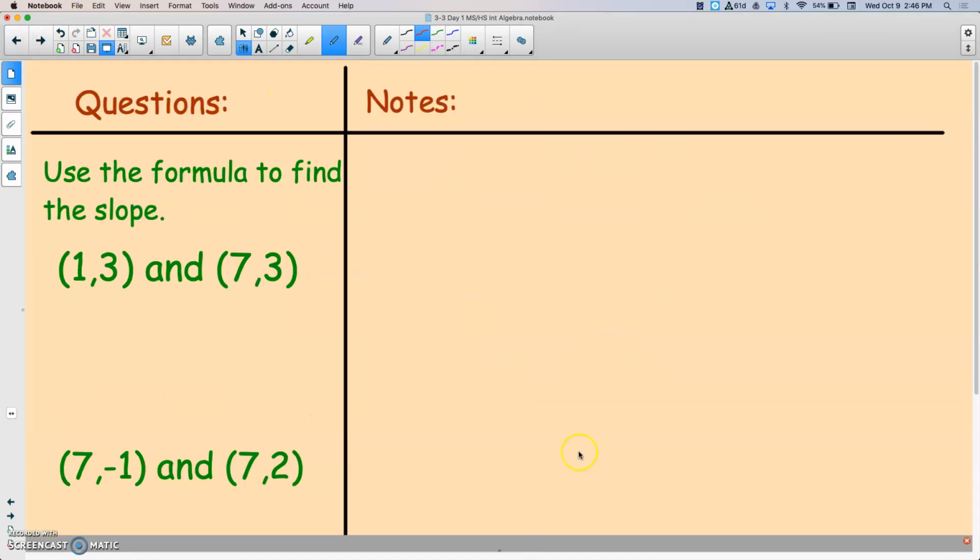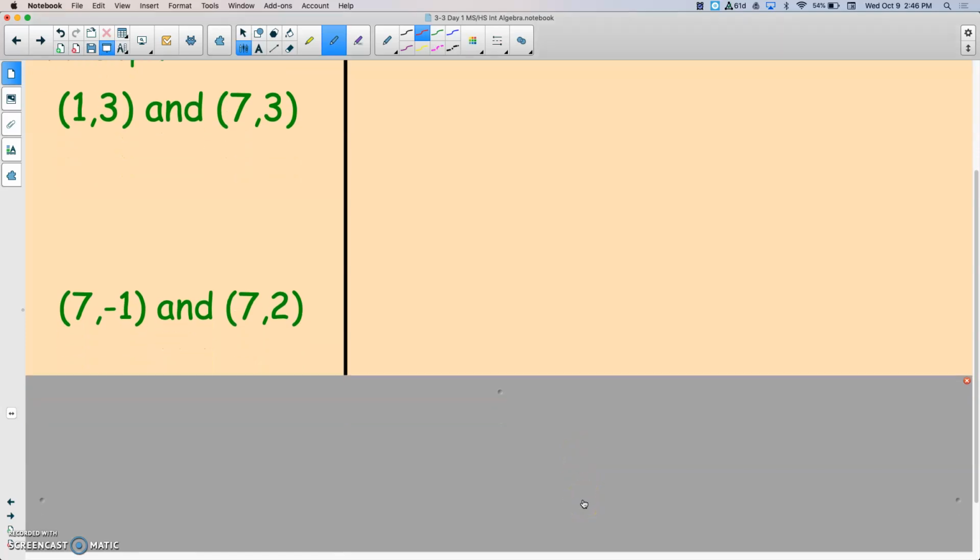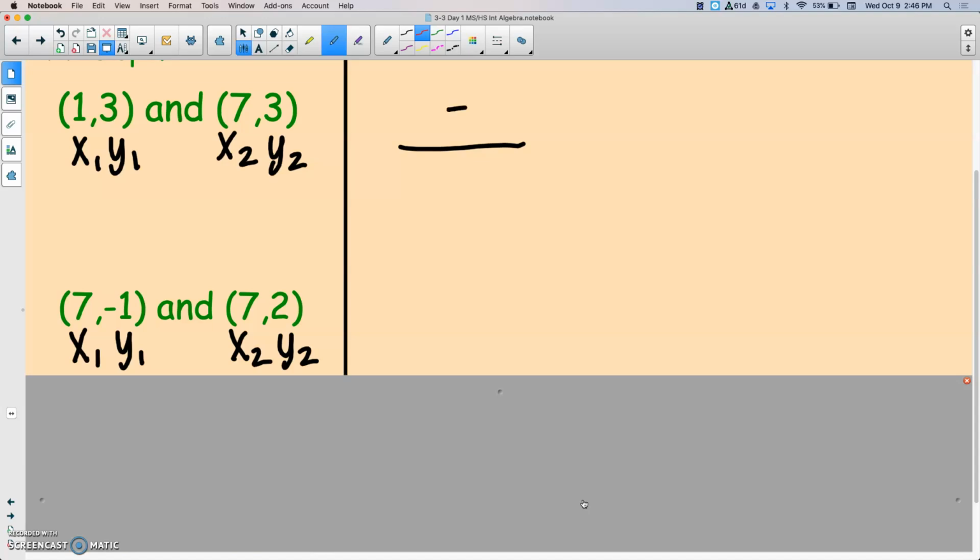Last but not least, these last two, what you're going to see is something a little bit different happens because one of them is going to be horizontal and one of them is going to be vertical. So y2 minus y1, 3 minus 3, x2 minus x1, 7 minus 1. So 3 minus 3 is 0. 7 minus 1 is 6. 0 divided by 6 is 0. 0 divided by anything is 0.